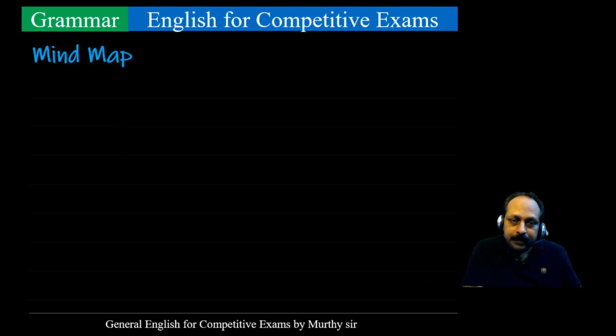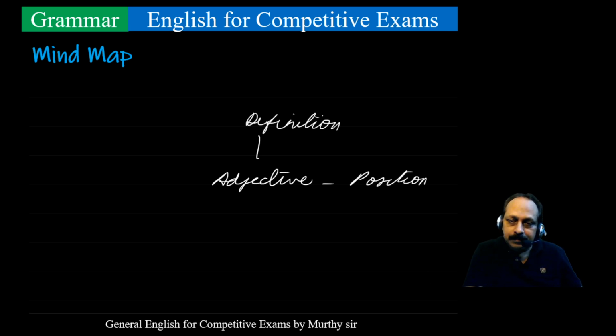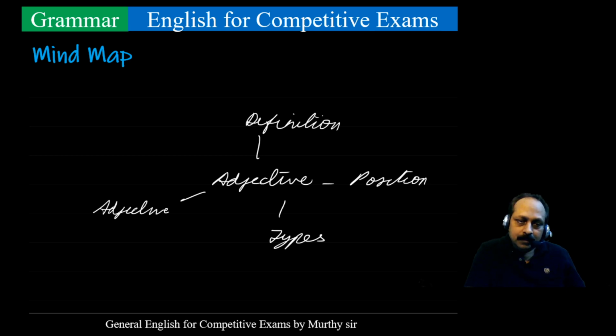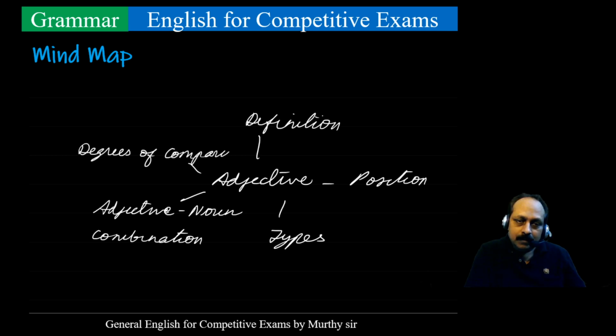Now let us go to the mind map. Let us start with definition, then position, then types of adjectives, then adjective noun combination, then another dimension, degrees of comparison, and the last one, obviously, for any topic from the exam point of view, rules.